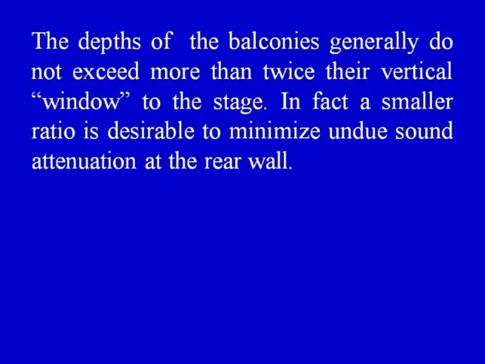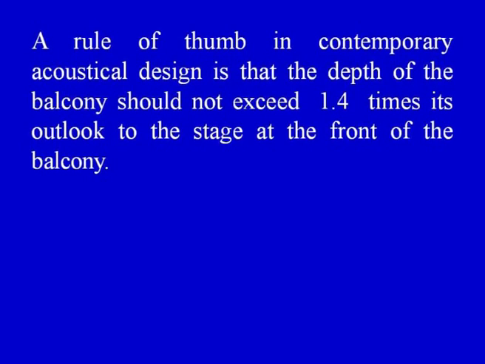The depths of the balconies generally do not exceed twice their vertical window to the stage. In fact, a smaller ratio is desirable to minimize undue sound attenuation at the rear wall of the balcony. A rule of thumb in contemporary acoustical design is that the depth of the balcony should not exceed 1.4 times its outlook to the stage at the front of the balcony.